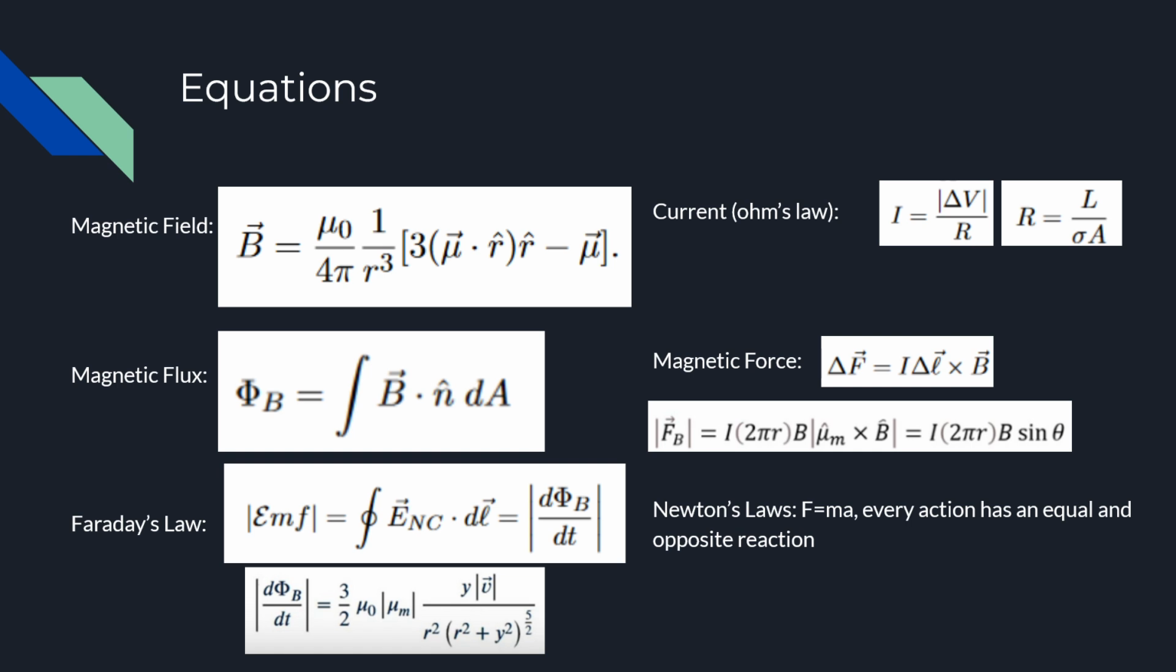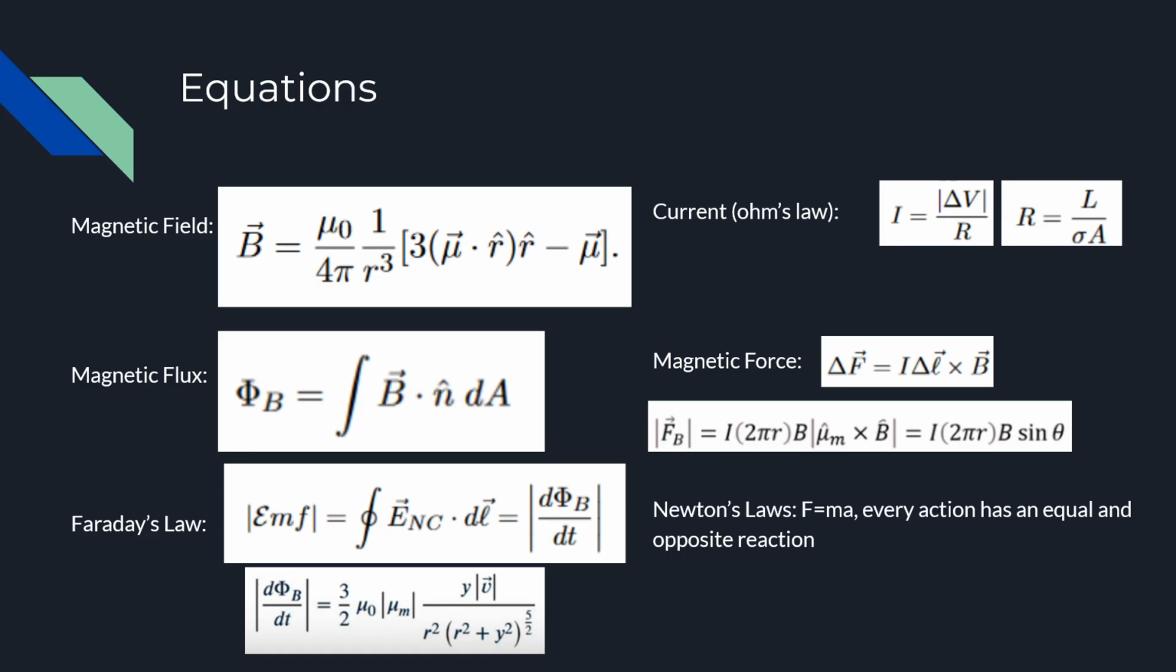We have Faraday's law here, which shows we have a changing magnetic flux because the bar magnet is moving, which will create an induced voltage in a loop of conductive material, and specifically we have the formula for it down here. This is from one of the videos.